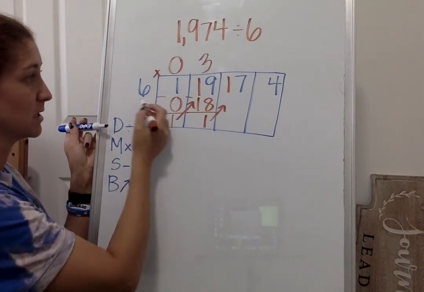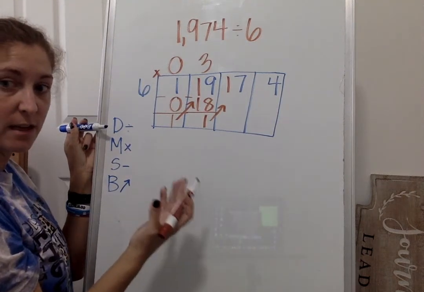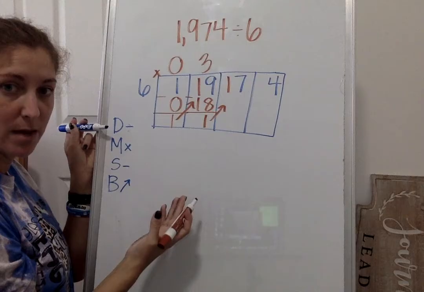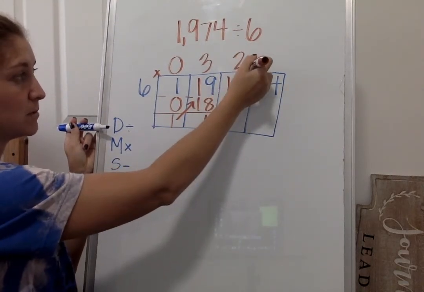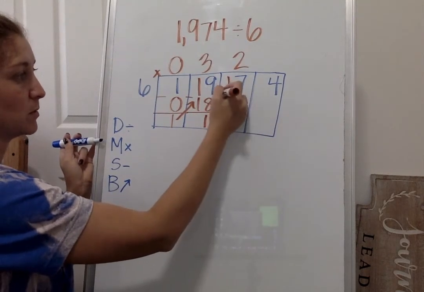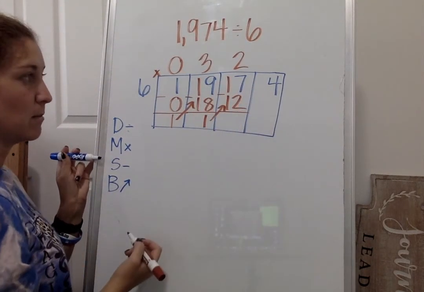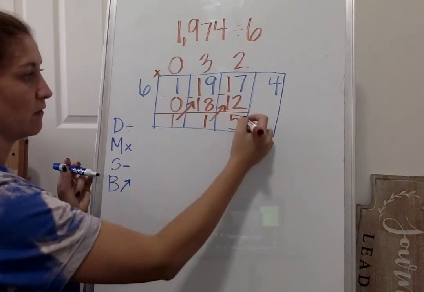Start all the way back at the top again. How many times can 6 go into 17? Well, if I have 17 things, how many groups of 6 can I make? So 6 can go into 17 2 times because 2 times 6 is 12. That's my multiplication. 17 minus 12, my subtraction, is 5. I bring the 5 over.